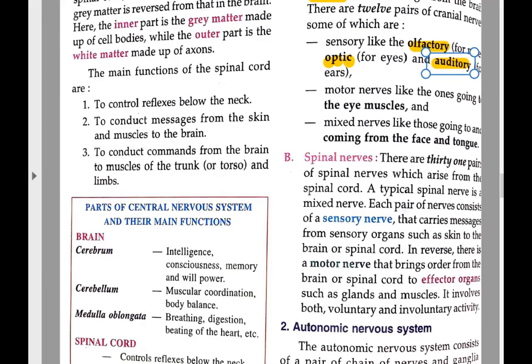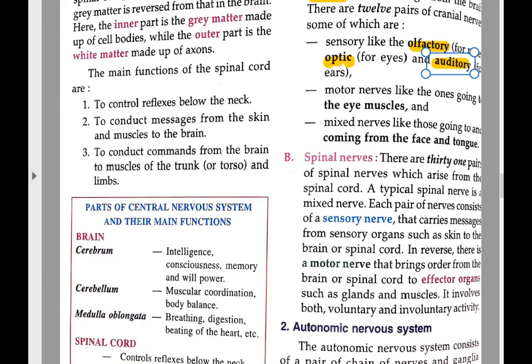Spinal nerves. There are 31 pair of spinal nerves which arise from the spinal cord. A typical spinal nerve is a mixed nerve. Each pair of nerves consists of a sensory nerve that carries messages from sensory organs such as skin to the brain or spinal cord. In reverse, there is a motor nerve that brings order from the brain or spinal cord to effector organs such as glands and muscles. It involves both voluntary and involuntary activity.